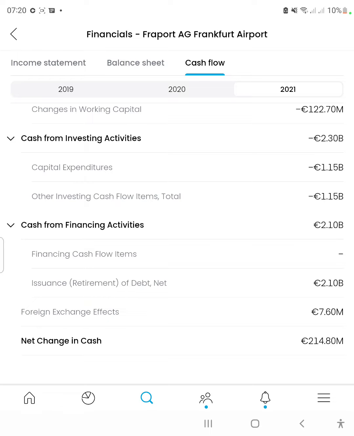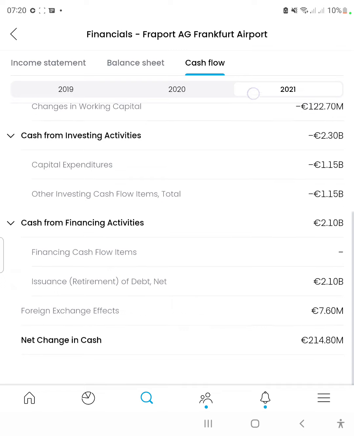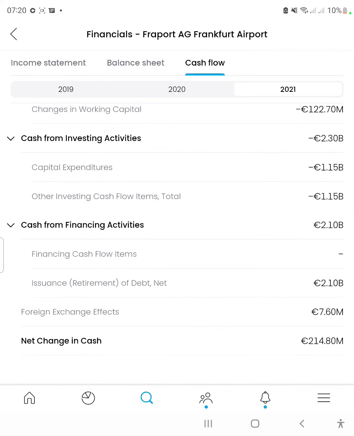Hopefully it can continue this in the future, and if it's managed to spend a lot of cash on capital expenditures, hopefully it can produce a lot more output and use the growth in income to be able to pay off more debt and eliminate more debt, so the company can be less leveraged. So the foreign exchange effects, which is the result of the currency, which in this case is the euro, increasing in value compared to other currencies, was 7.6 billion euros, and the net change in cash for the 2021 financial year was 214.80 million euros, which is really good.